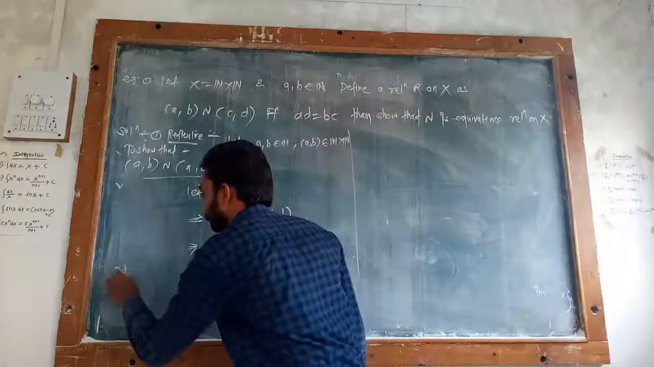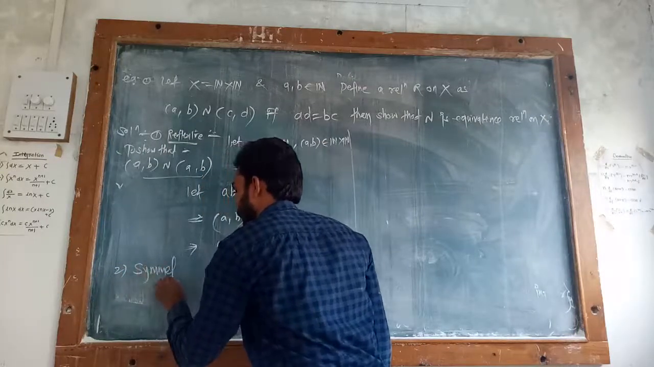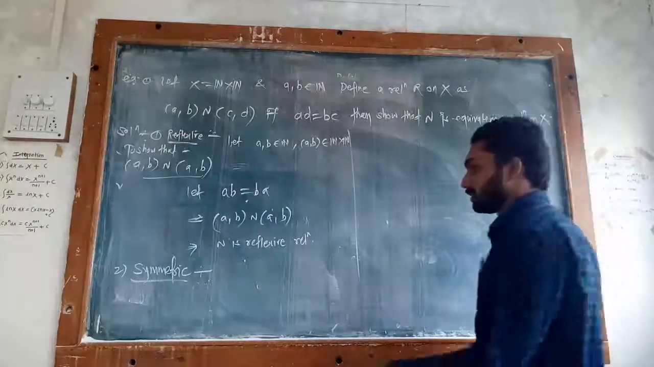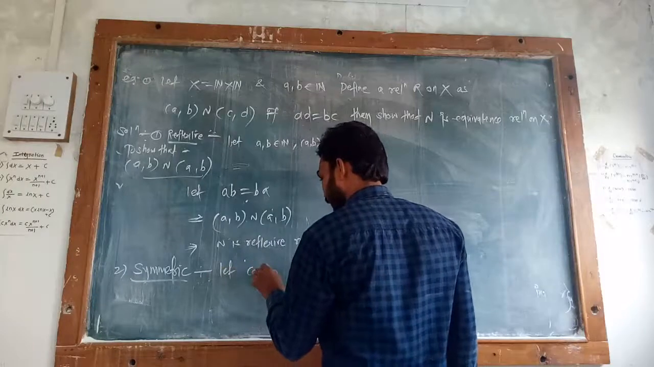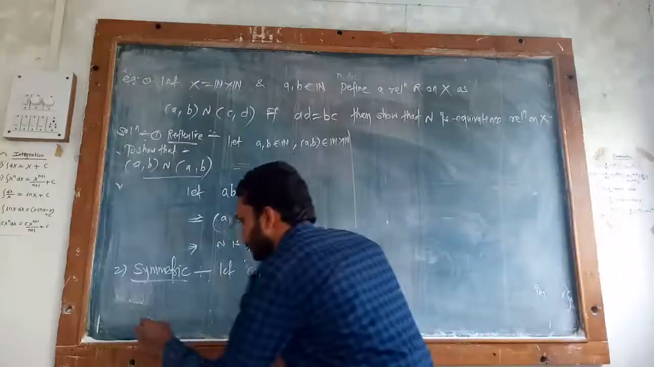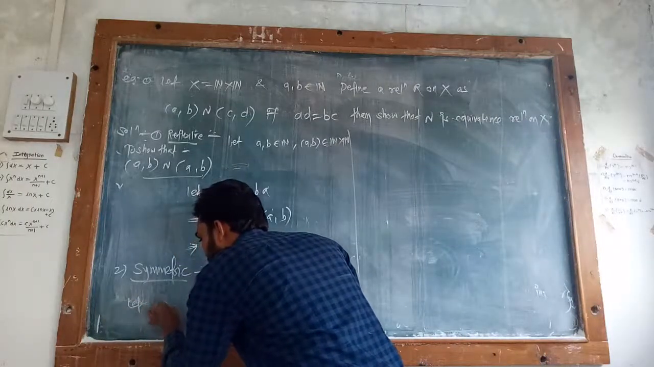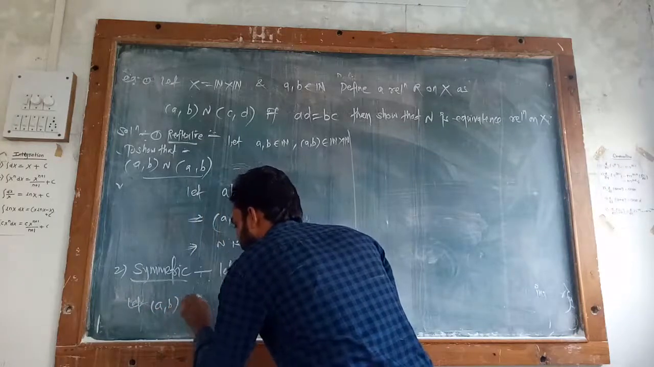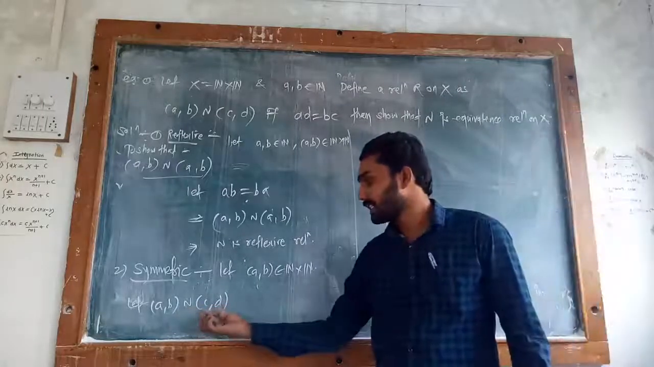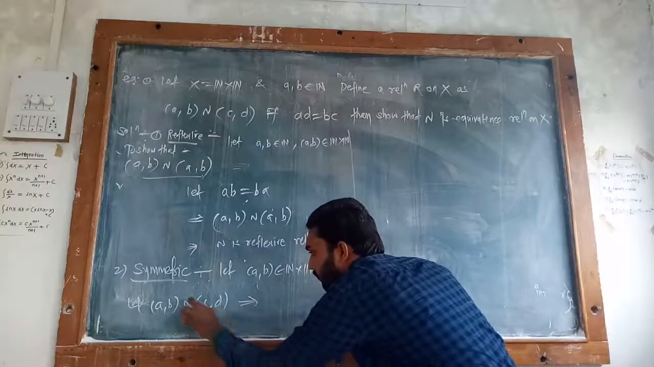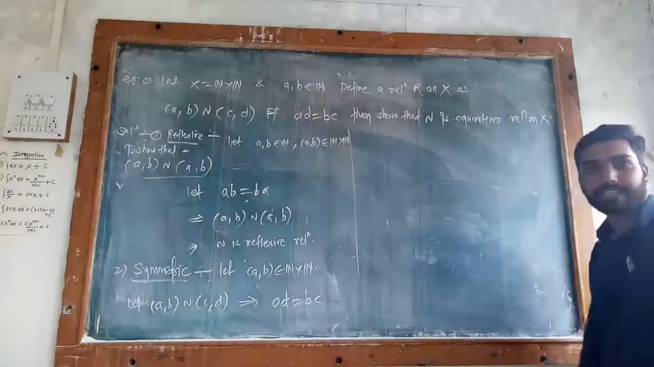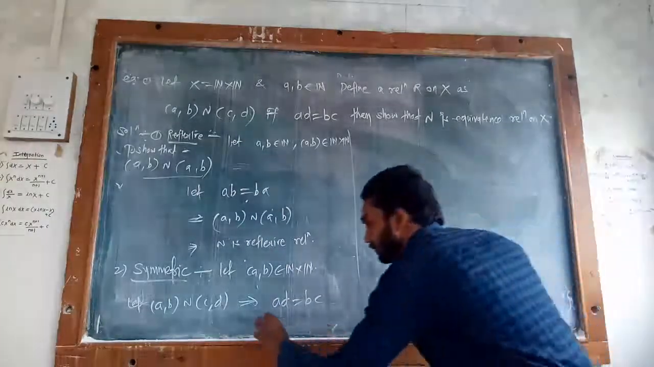So that is the second one. What is the second property? That is the symmetric property, right? So let (a, b) belong to natural number cross natural number, okay? And let (a, b) be equivalent to (c, d). Then (a, b) equivalent to (c, d) implies ad equal to bc also, right?